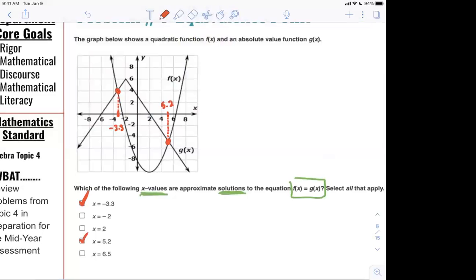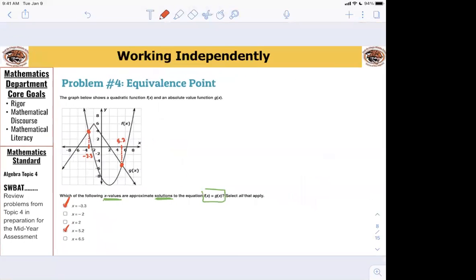So you had to estimate, you had to realize we're looking for the x values, all of those things in one. And also, for select all that apply, what do we always have to keep in mind? How many answers at least should you have? At least 2. In this case it was 2 or more, because I saw a few people only had one answer selected.